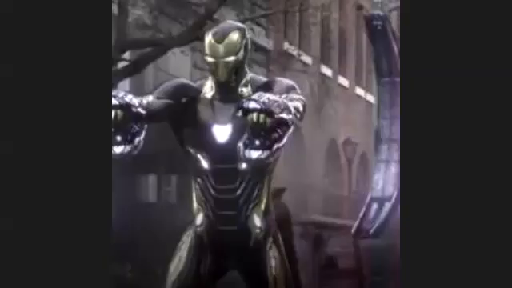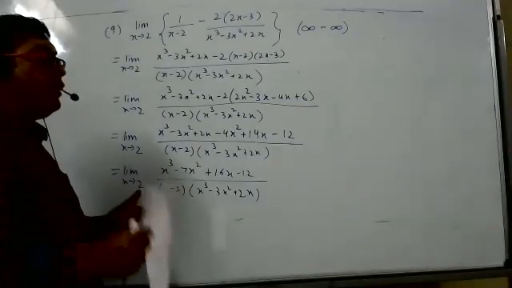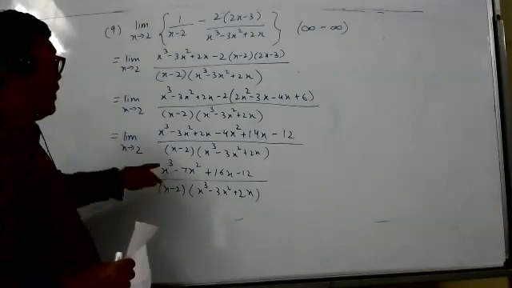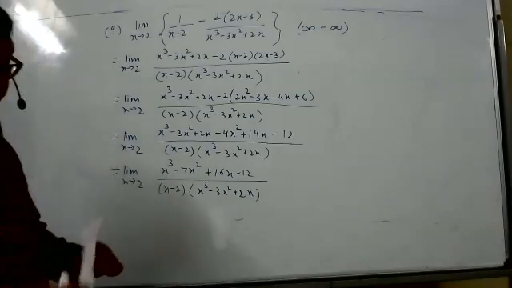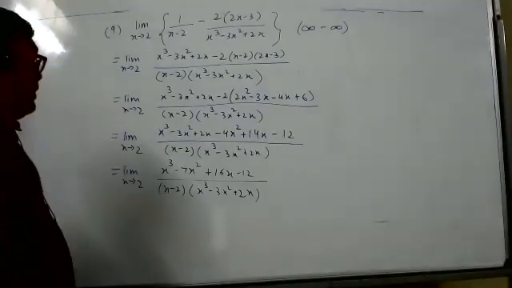If we put x is equal to 2 in the numerator, we get 0. So what is the factor of the numerator? 2 only. So x minus 2 is the factor. Shall we do synthetic division?